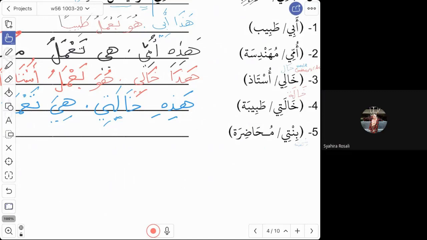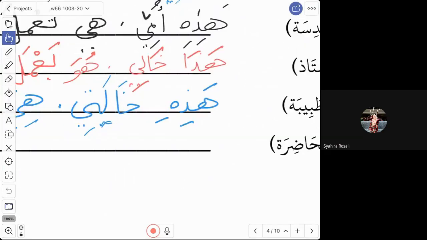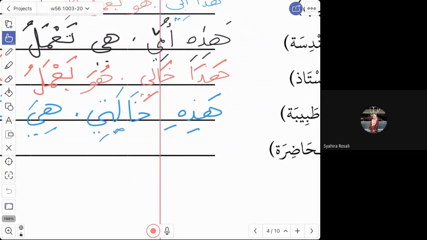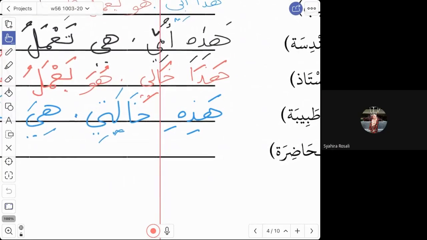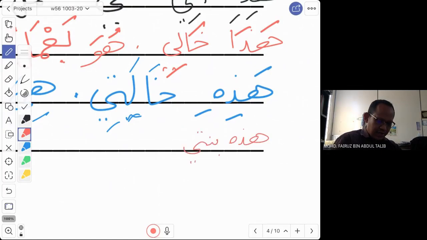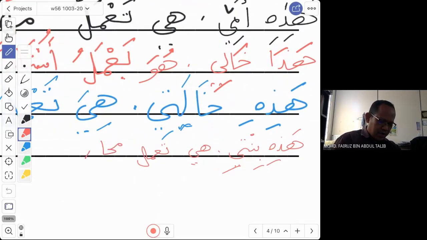Yes, what is the sentence? Yes, Syahira. Hadihi binti hiya ta'malu muhadiratan. Yes, correct. Hadihi binti. This is my daughter. Hiya ta'malu muhadiratan. Okay, good. Hiya ta'malu muhadiratan.